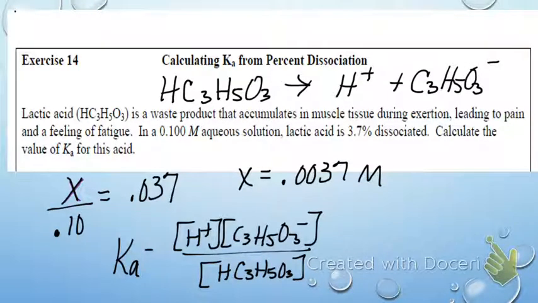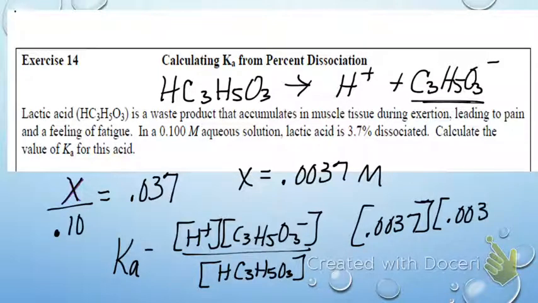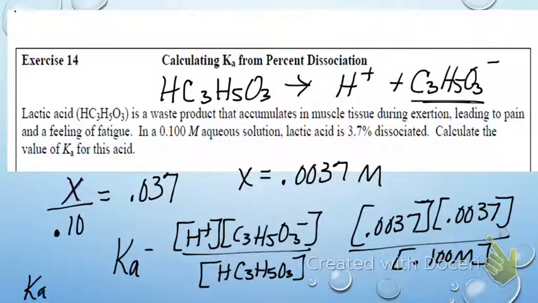So now we can plug in because we know everything. We know that H is 0.0037. Because it dissociates 1 to 1, what is the concentration of the lactate? Also 0.0037. And then it gave us the concentration, which was 0.1. So our Ka value would end up being 1.36 times 10 to the negative 4.